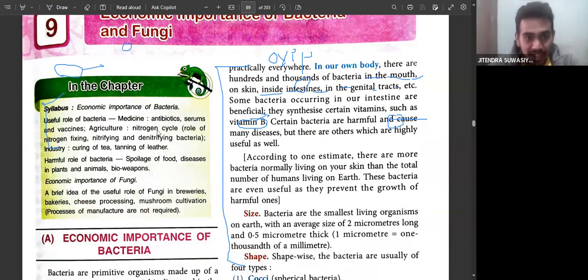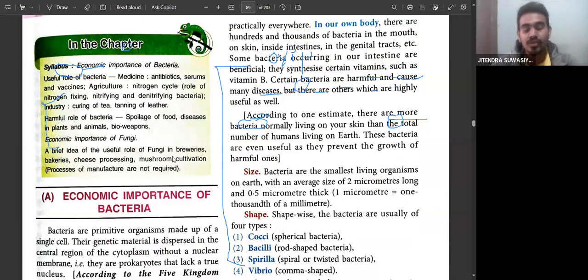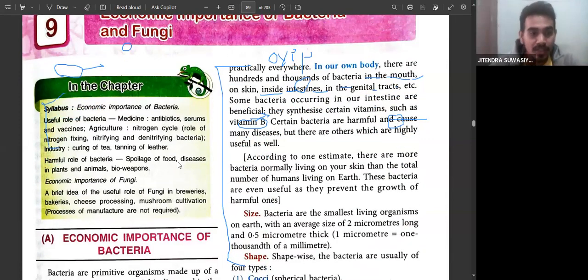So these are the micro bacteria which are used to fix nitrogen, and they also include nitrifying and denitrifying bacteria. Then in industry, like in the curing of tea, we also use some bacteria. Then in the tanning of leather, for the dyeing of the leather, we also use some bacteria.